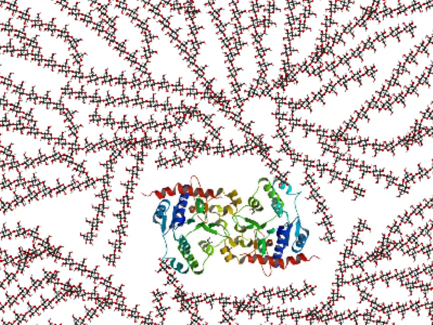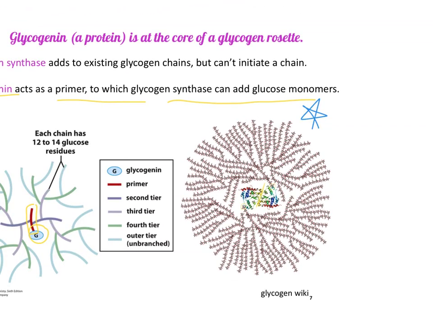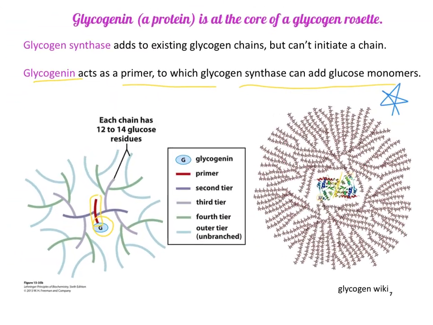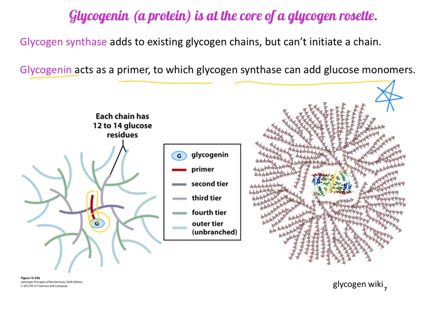But it's a dimer. So you can have a tyrosine at each end of this dimer. Here's the center of the dimer right here. You can initiate with that tyrosine up to 8 coming off of each end of a glycogenin dimer. And then after the initial 8, all other glucoses are added using glycogen synthase. Glycogen synthase adds to existing glycogen chains, but it cannot initiate a chain. So that's why you need glycogenin at the very center of this.